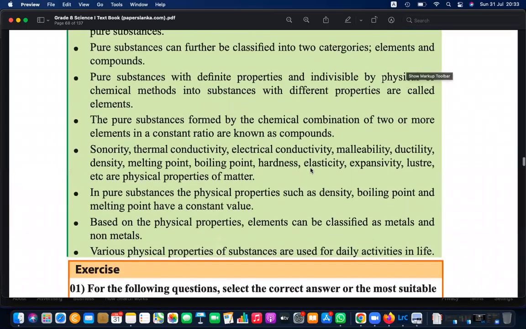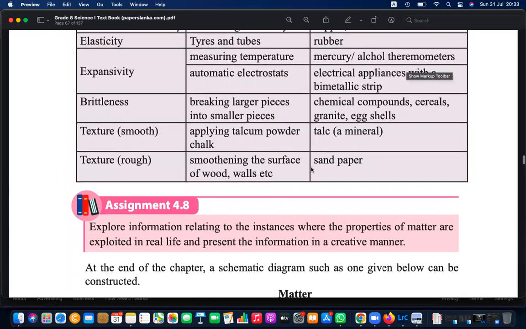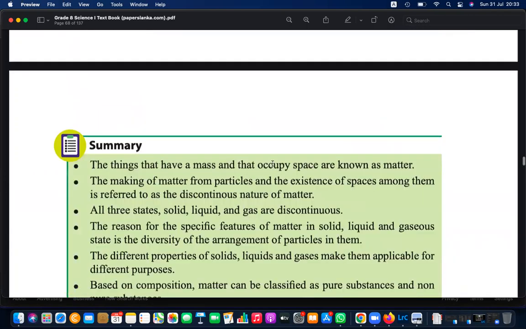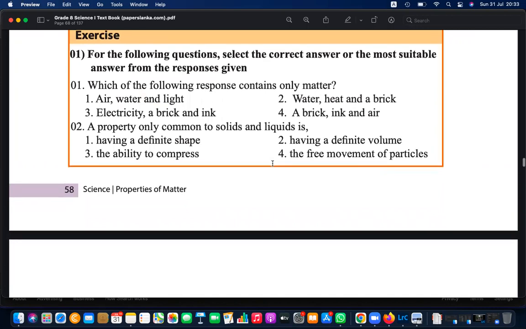Right. Exercises in chapter number 4 and chapter number 5. Let's discuss them first, and let's move to the next section after that. Here are the exercises given in chapter number 4. For the following questions, select the correct answer or the most suitable answer from the responses given.